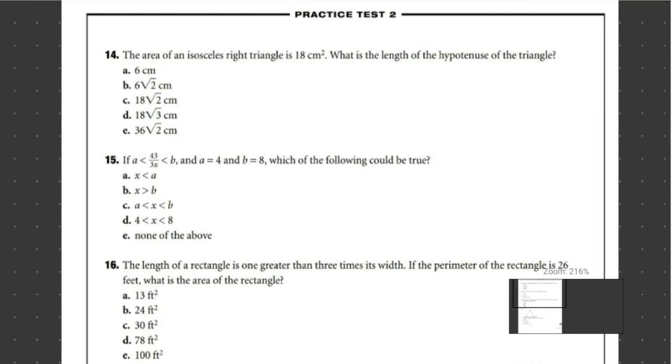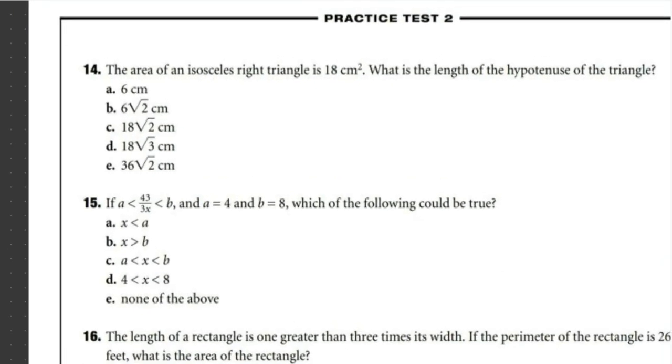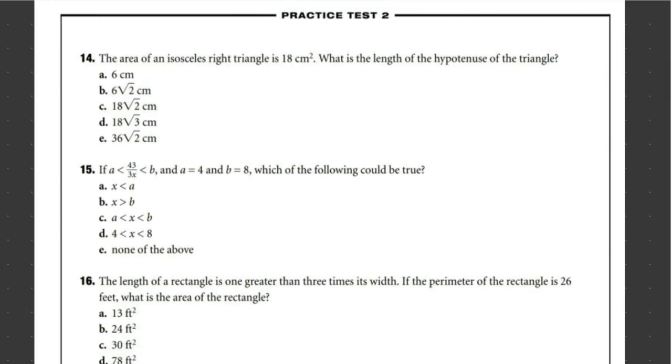Okay, number 14. The area of an isosceles right triangle is 18 square centimeters. What is the length of the hypotenuse of the triangle? Take note, the area is 1/2 base times height. Okay, and b here is the base of the triangle, h is the height.